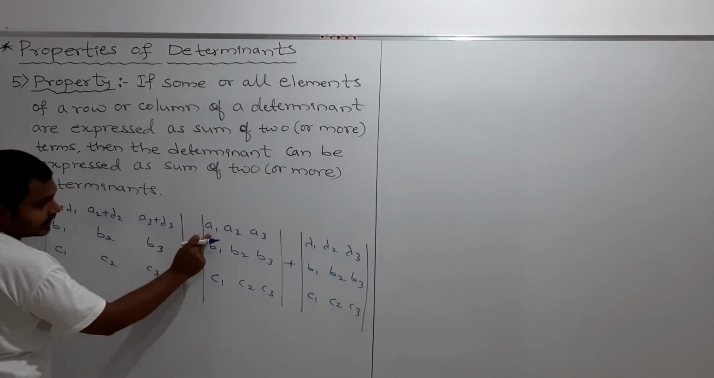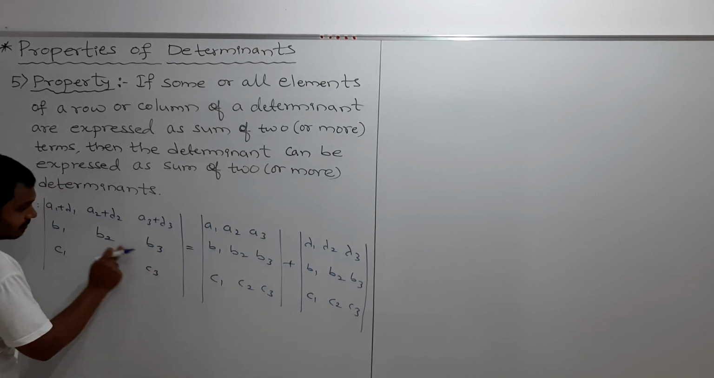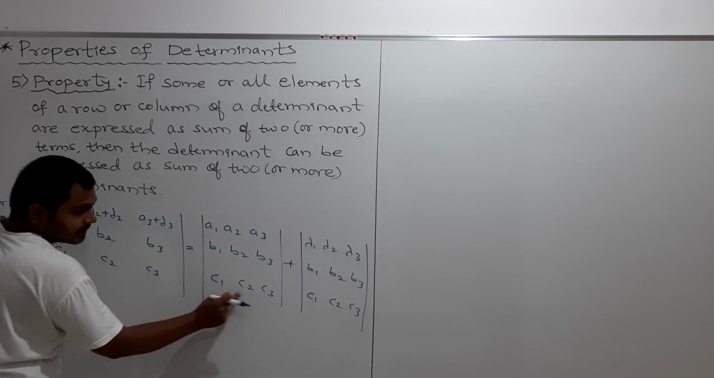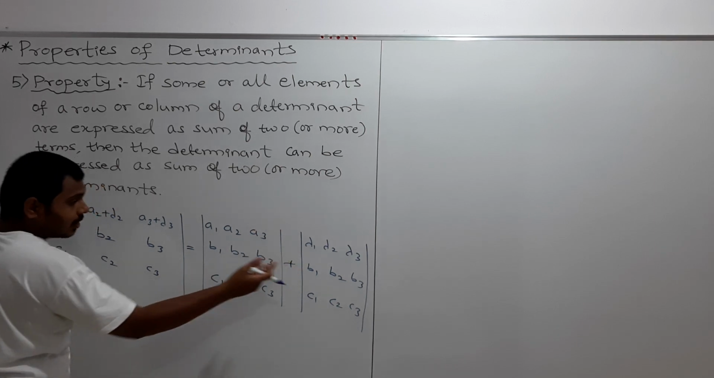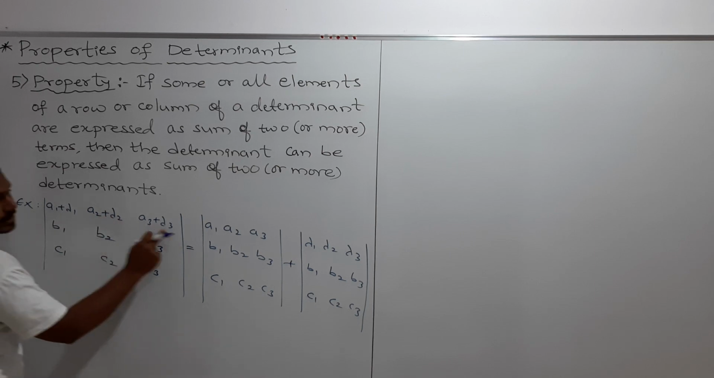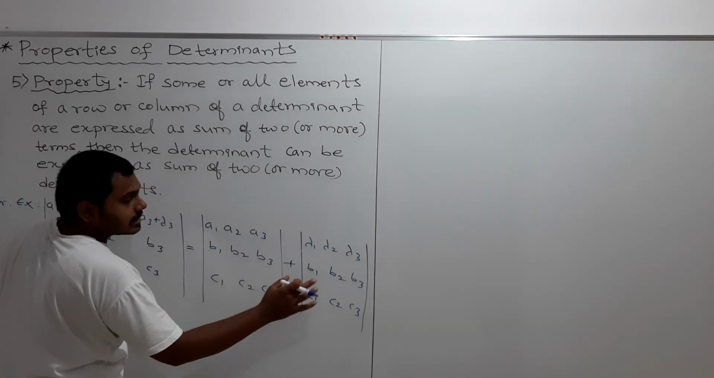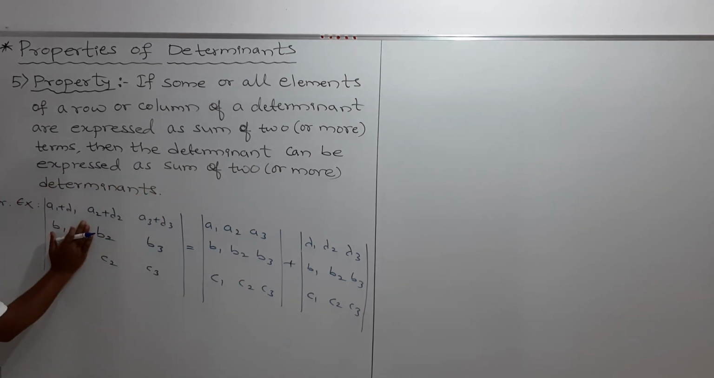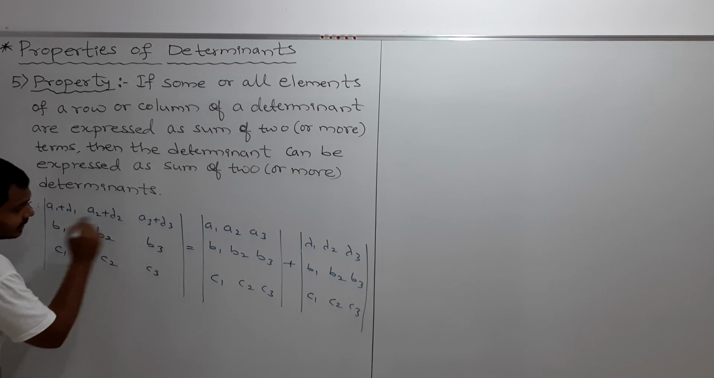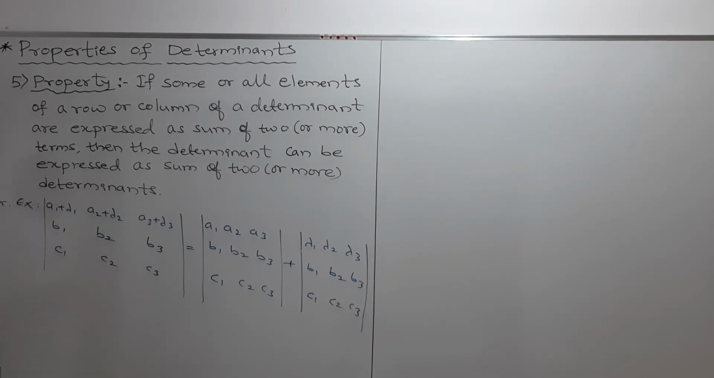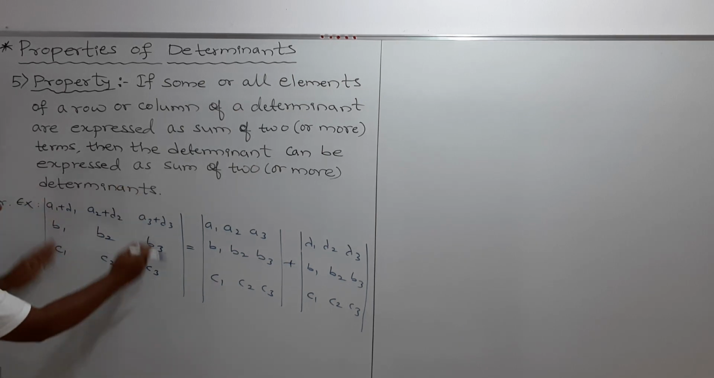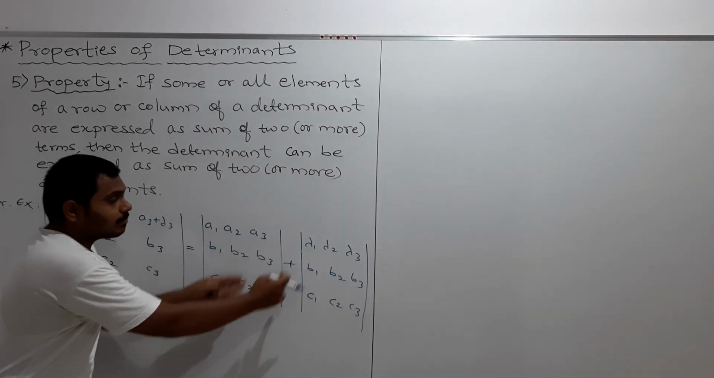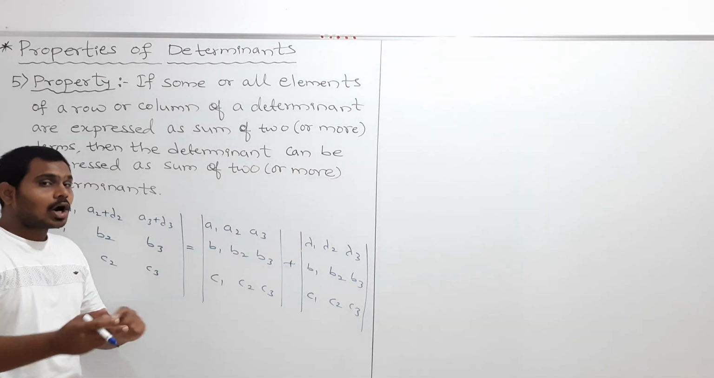First I wrote a1, a2, a3, and the remaining b1, b2, b3, c1, c2, c3 as they are. Plus, now I can add lambda 1, lambda 2, lambda 3, and the remaining elements b1, b2, b3, c1, c2, c3 as they are. So whenever you have a determinant in which, in a row or column, the terms are expressed as the sum of two or more terms, that determinant can be expressed as the sum of two or more determinants. Clear?